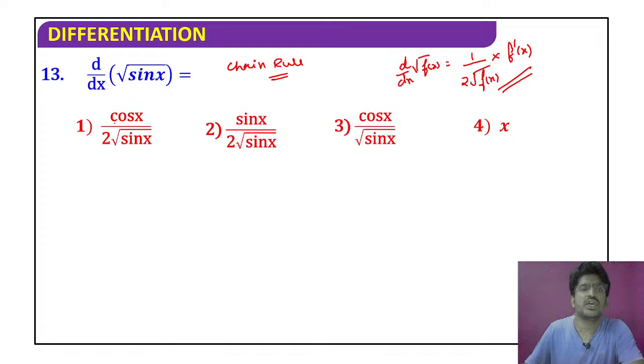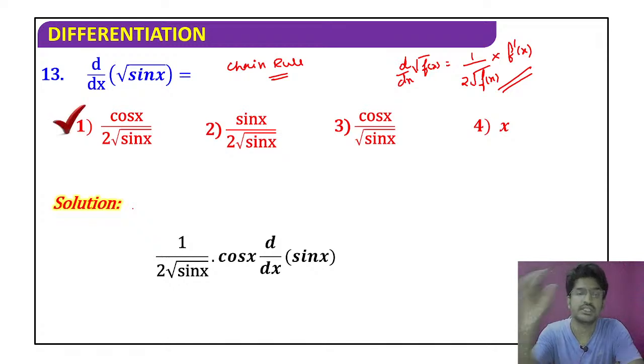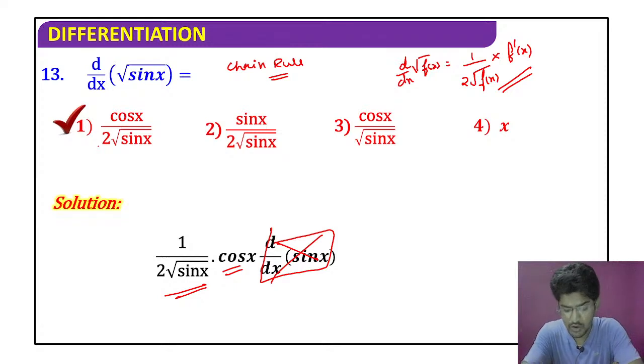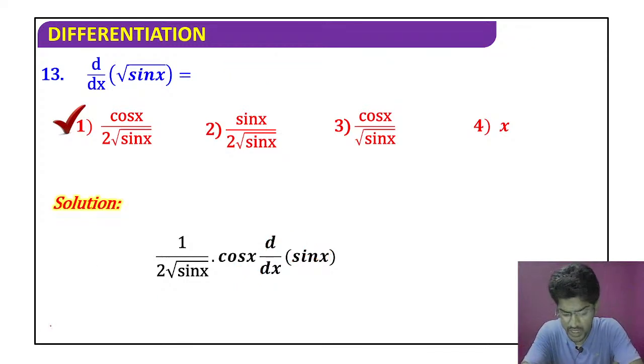Okay. So here f of x is sin x. So that will be 1 by 2 root of sin x, and the differentiation of sin x is cos x. Clear? Therefore, cos x divided by 2 root of sin x is the answer. That is option 1. Clear? Okay. Very good.